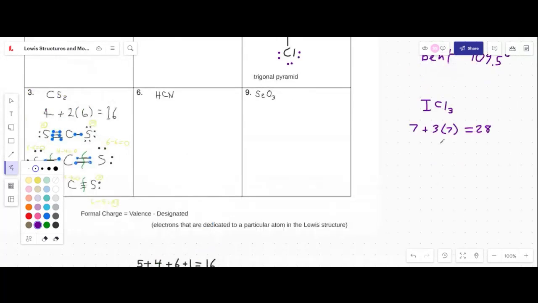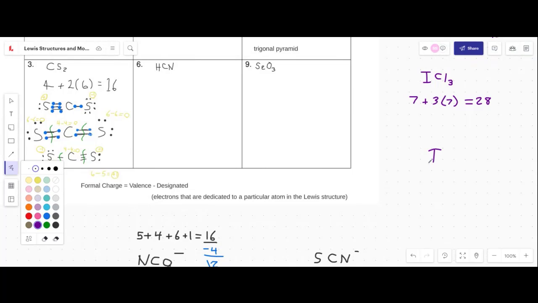What I'm going to then do is I'm going to go ahead and put iodine as my central atom, because it's listed first, and I'll bond it to 3 chlorines. That's going to cost me 6 electrons because I've made 3 bonds, and I'll have 22 valence electrons remaining. So now I'm going to go ahead and place my remaining electrons in pairs on atoms that don't already have it. So 2, 4, 6, 8, 10, 12, 14, 16, 18, 20.